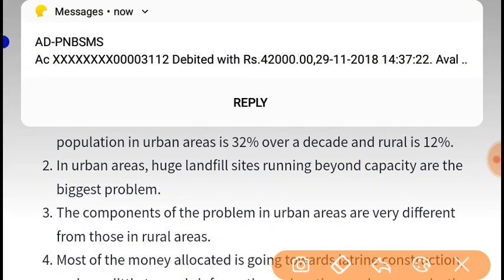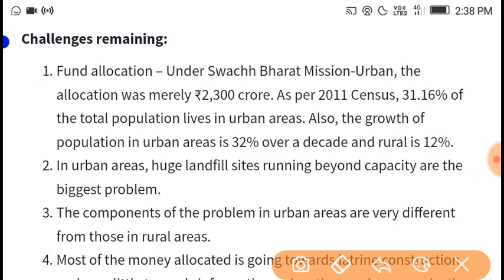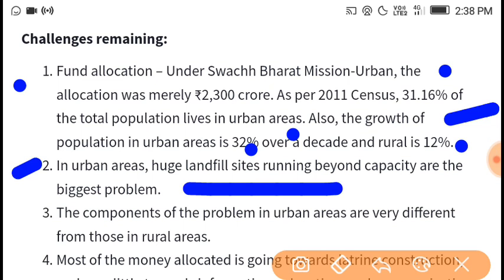Challenges remaining. Fund allocation under Swachh Bharat Mission Urban was merely 2,300 crore in 2011. As of the 2011 census, 31.16% of the total population lives in urban areas, and the growth of population in urban areas is 32% over the decade, while rural is 12%. In urban areas, huge landfill sites running beyond capacity are the biggest problem.